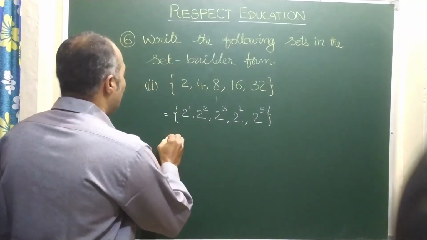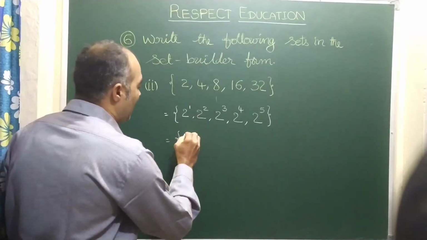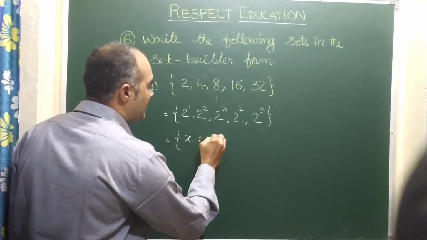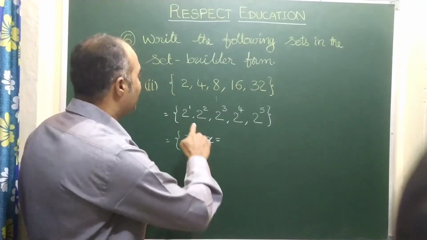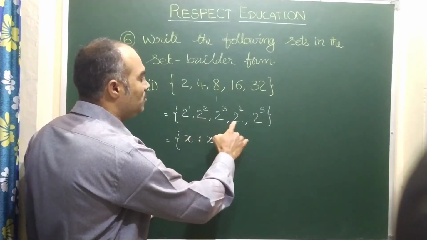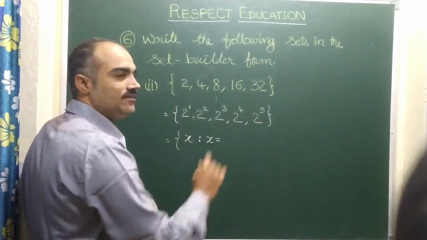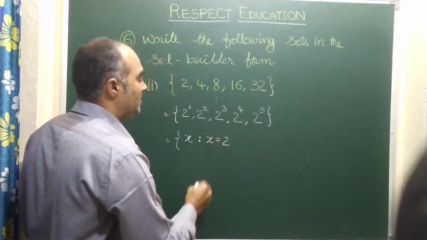Right? Now let us write the set builder form. x such that x is equal to, here you observe, children, 2, 2, 2, 2, 2. So here the base is 2. It is fixed. So let us write here also 2 is fixed.